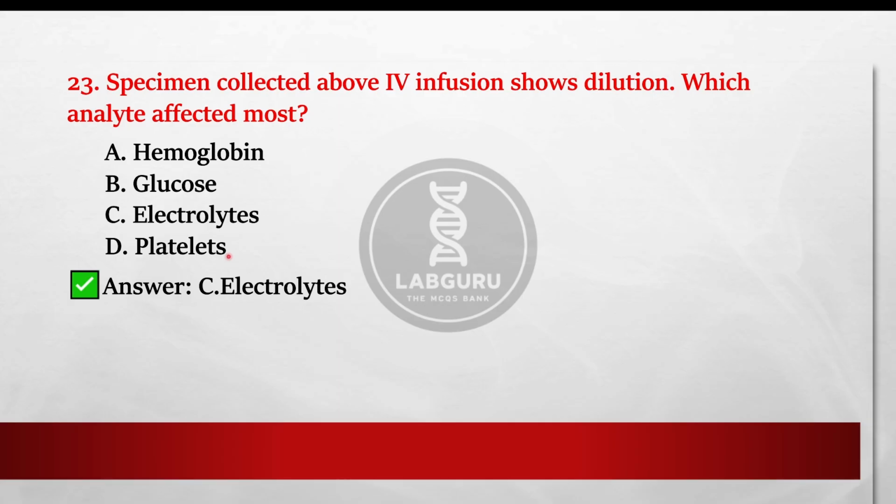Okay, but you can see here, after dilution most of the test results are reduced, like glucose and hemoglobin, maybe due to the diluted sample, but electrolytes sometimes increase. Why? Because in this IV infusion, the saline, the sodium chloride, is there, so it affects the sodium level and electrolytes will be elevated.